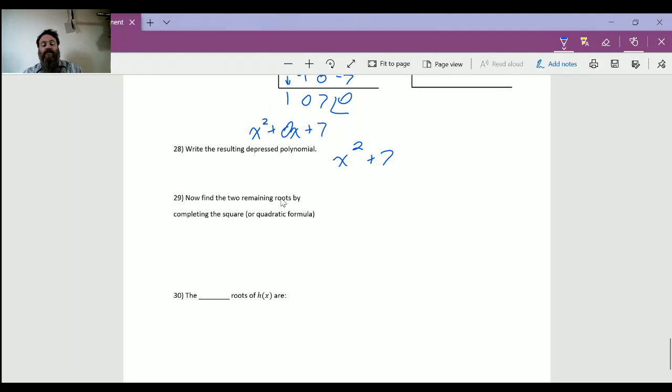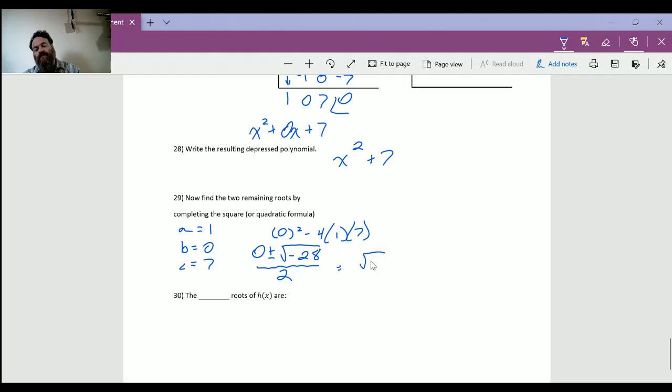Anyway, find the 2 remaining roots. Guys, I'm going to do this 3 ways. You are going to get sick of this problem. All right, if we use quadratic formula, that's going to be A is 1, B is 0, and C is 7. So B squared minus 4AC is going to give us negative 28. And then opposite of B is still 0, over 2 times A. You're looking at the square root of negative 28 over 2.